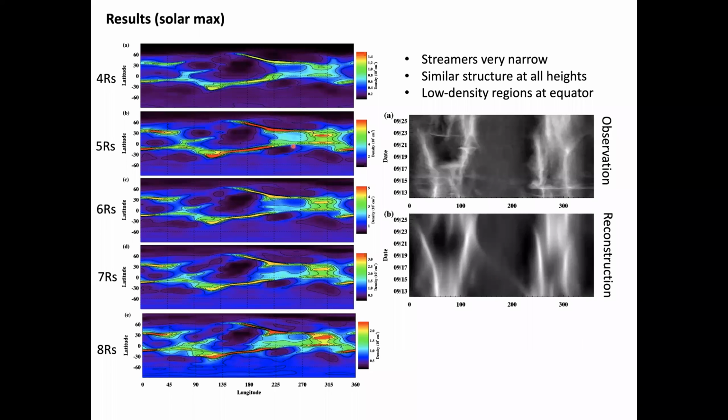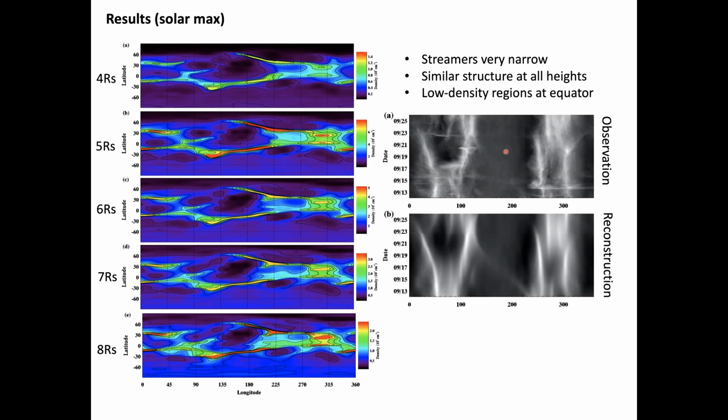The structure at the 5 heights is very similar, so this proves the point that the corona is more or less radial at these kinds of distances. And another interesting point is this very low density region between the streamers near the equator.